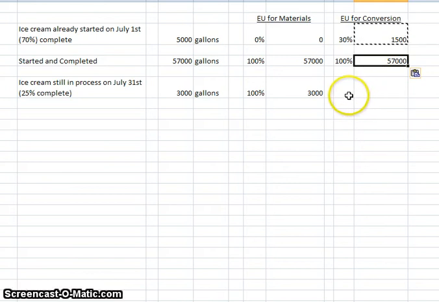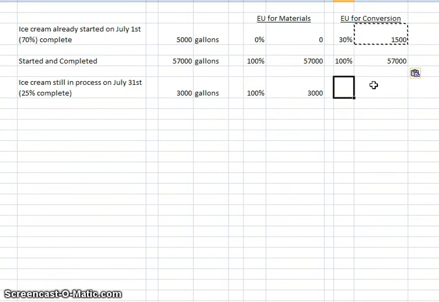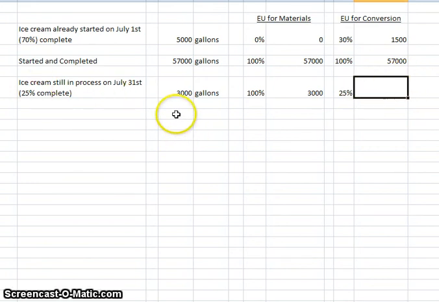Now for the ice cream that's still in process on July 31st. It's 25% complete as far as its conversion costs. So you've only done 25% of the work so far that needs to be done on this ice cream to be complete. So what we're saying here is how much labor and factory overhead should be applied. Well, 25% of it should, because that's how far along it is in the process. So that gives you 750 equivalent unit gallons.